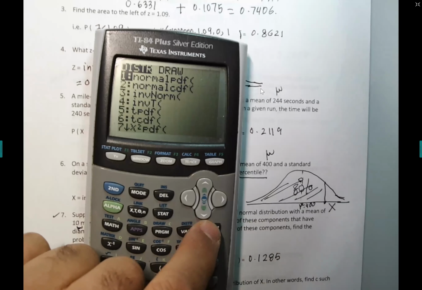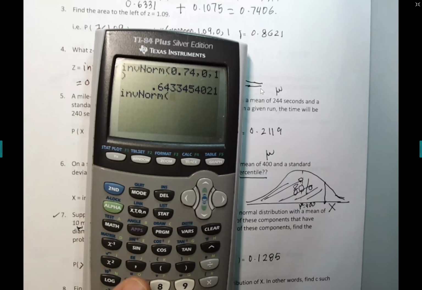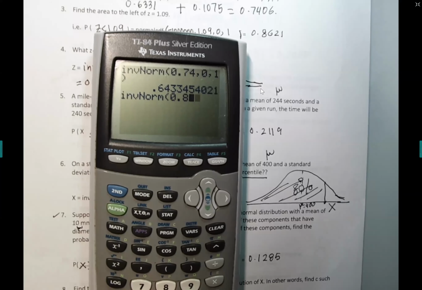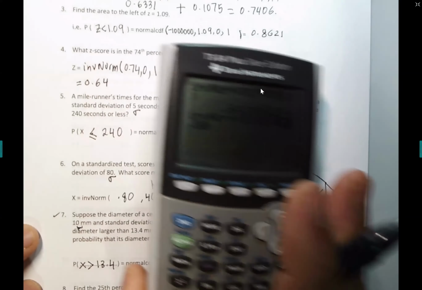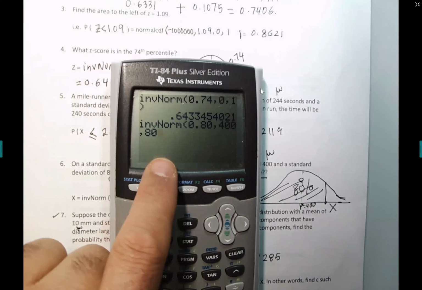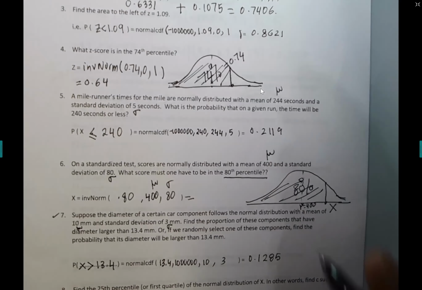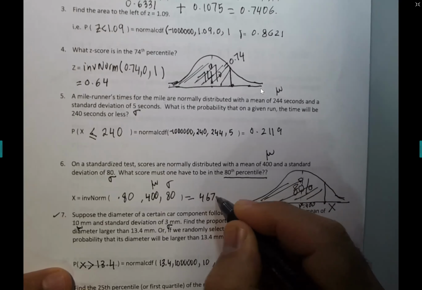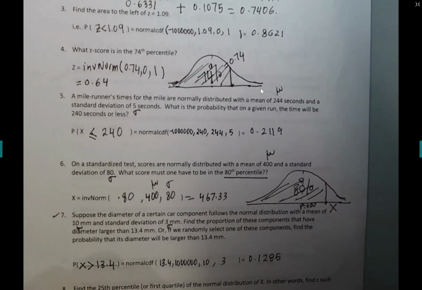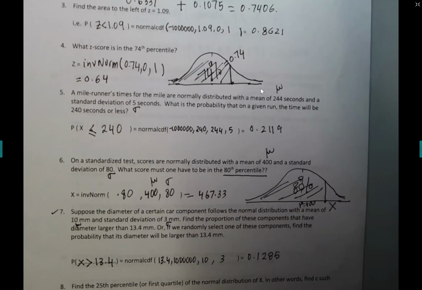Second, distribute. These are the formulas, guys, the 2 formulas that you will be using in the entire chapter. What was the standard deviation? 80. Let me double check. Yeah. Look, inverse norm, 0.80, 400, comma, 80, and close. And here you go. 467.33. Now, if you're doing this exercise online, you might be asked to round to the nearest whole number. So that will be 467.